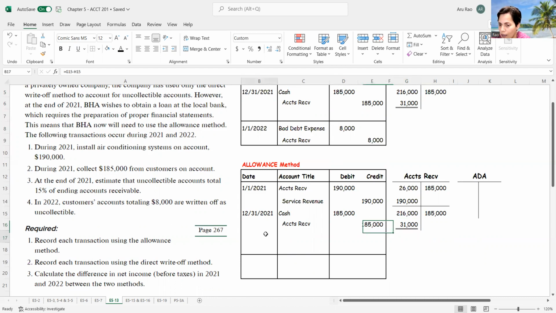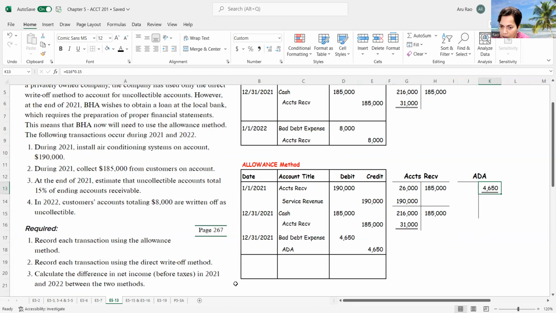So I will do a journal entry. This is the adjusting journal entry that I will do. I will write bad debt expense debit, allowance for doubtful account credit, and that number is 15% of this ending number. I've said I want to have in this account 15% of 31,000, and that's a number 4,650. And that's a number I'm going to plug into the journal entry. Now, since this is the first time I'm using the allowance method, I had no beginning balance over here.